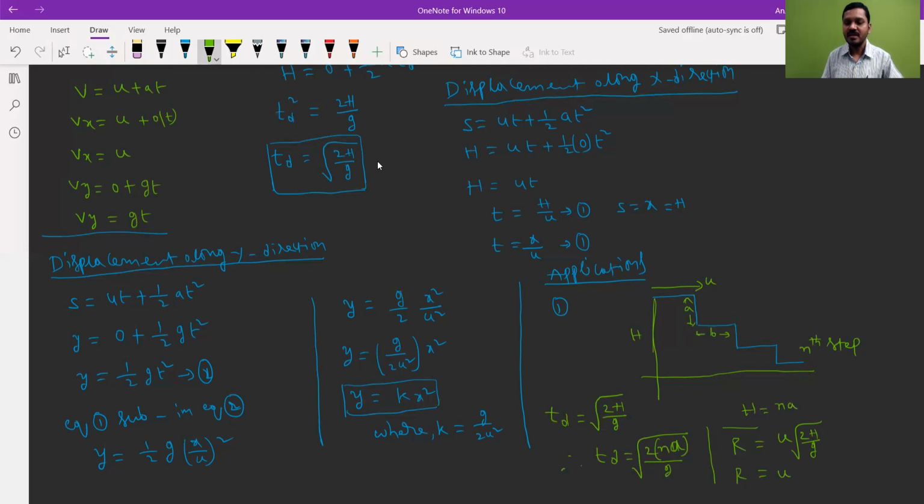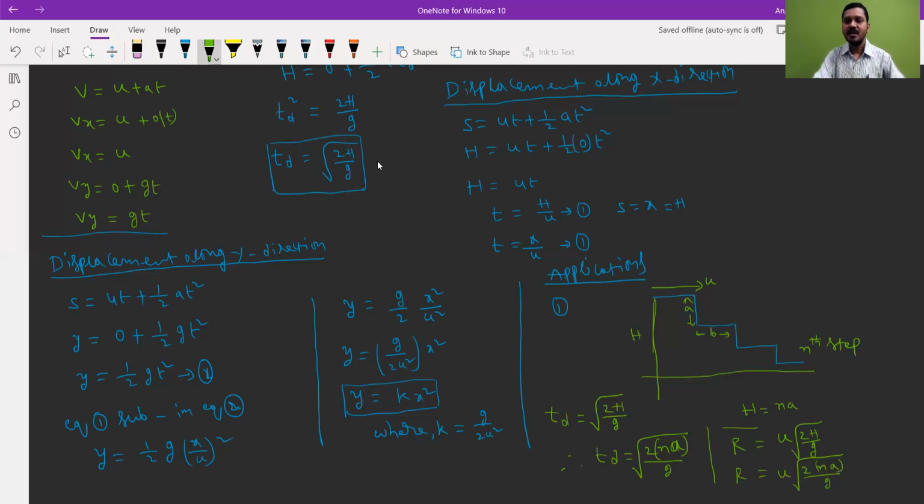Just substitute in place of this h value again. So 2 into n into a divided by g, under root. This is the height. So if you want only the height of the tower, h is equal to the number of steps into the height of each step.